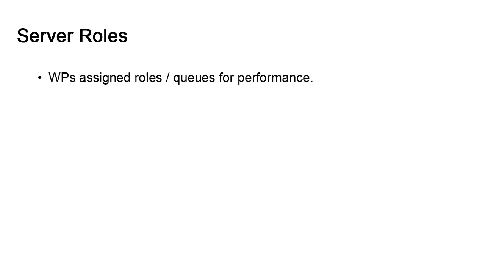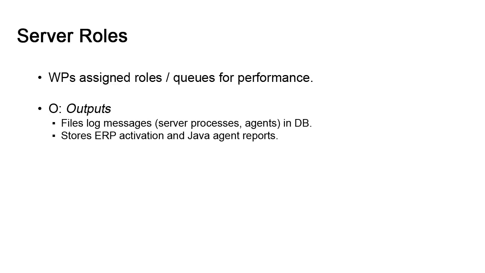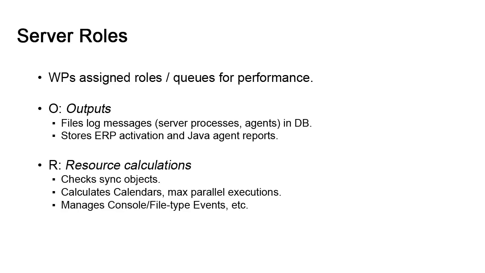We've already explained that WPs assume certain responsibilities, either WP, PWP, or DWP. But a standard WP can also have a server role or no role. The O server role stands for outputs. It handles log messages in the database and stores other things like ERP activation reports. R stands for resource calculations. This WP does a number of things in live operations. It will check the status of sync objects, perform the calculations associated with calendar definitions and maximum parallel executions, and manage console and file type events.